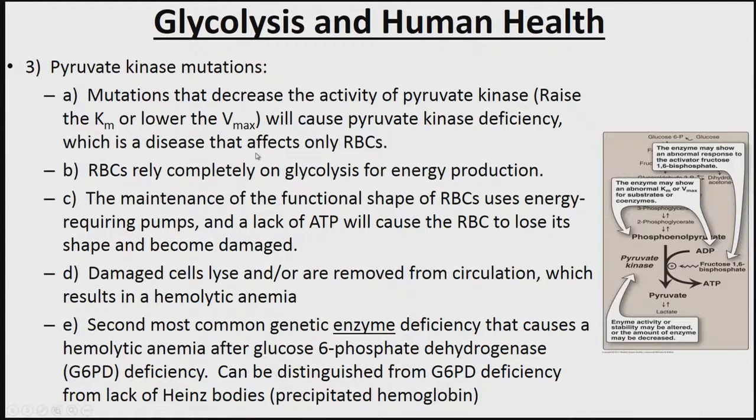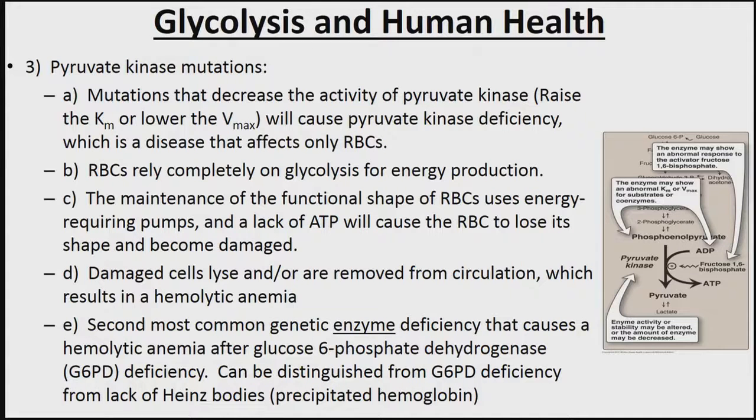So in order to understand what's going to happen in a pyruvate kinase mutation, or anytime you affect the energy production in a red blood cell, you require these pumps to maintain the membrane, and when you start to not get enough energy, you lose the ability to maintain the membrane, and it starts to get misshapen, and what happens is your body recognizes that that's a damaged cell, pulls it out of circulation. So that's an example of a hemolytic anemia. Okay, so that's what pyruvate kinase deficiency causes, a hemolytic anemia. It's the second most common genetic enzyme deficiency that causes a hemolytic anemia.